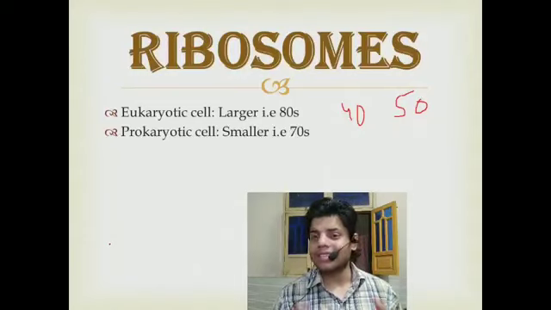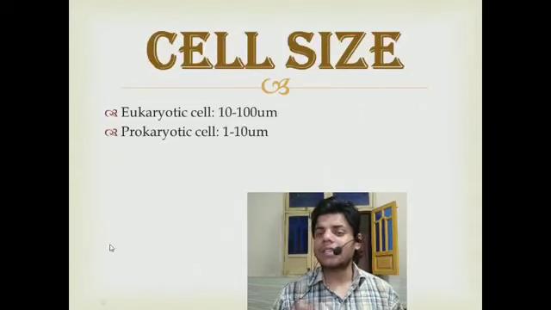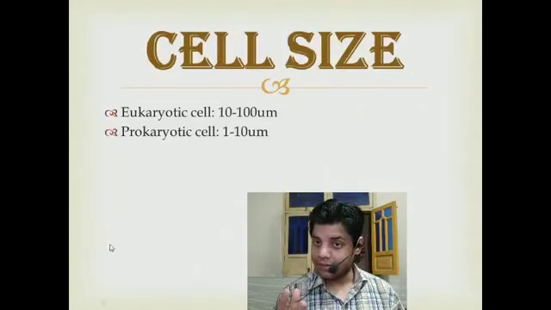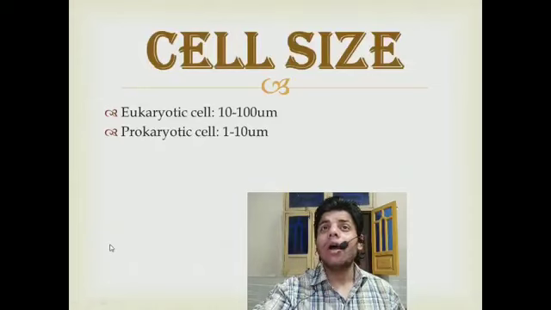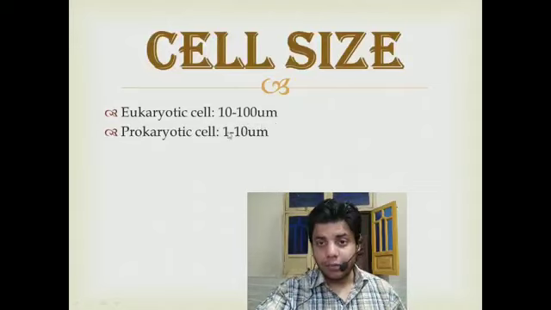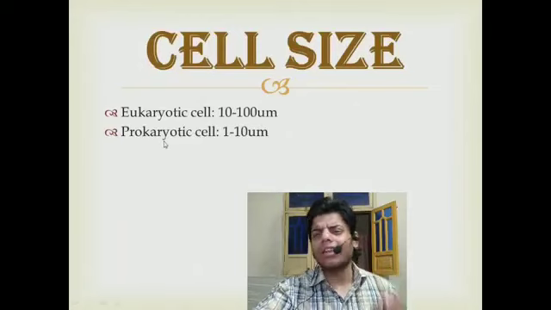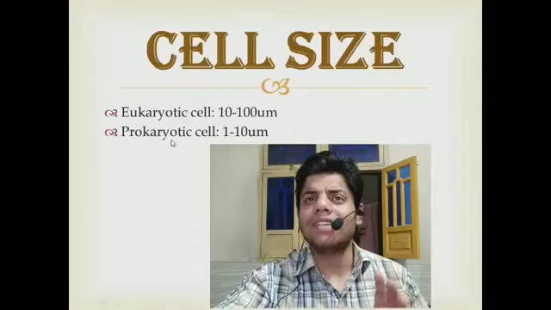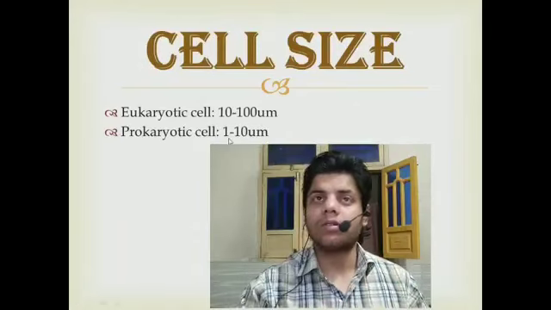Now let's talk about the cell size. Eukaryotic cells are usually large in size, and their size is 10 to 100 micrometers. If we talk about the prokaryotic cell, it is smaller than the eukaryotic cell, and the size of these cells is 1 to 10 micrometers.